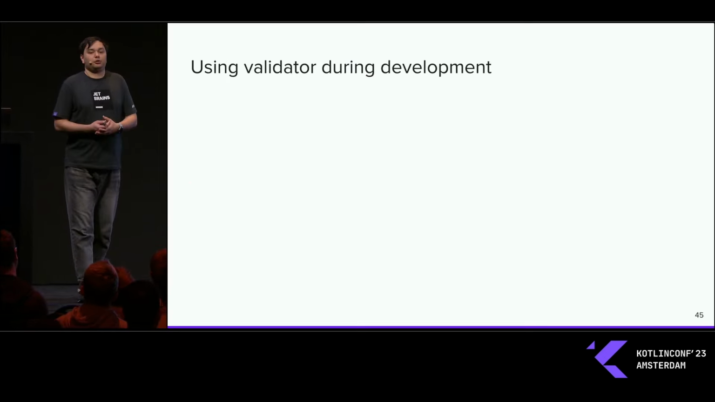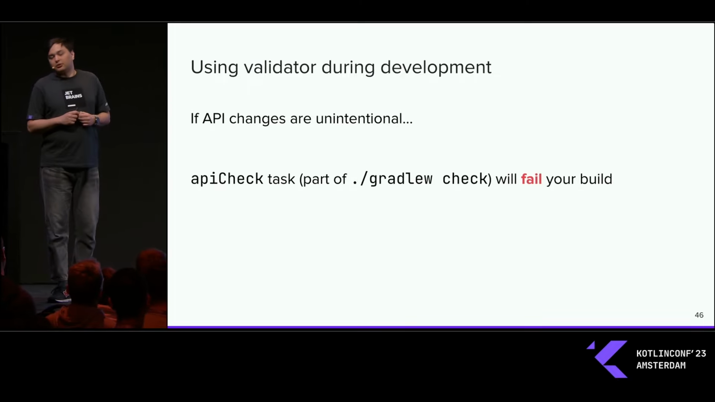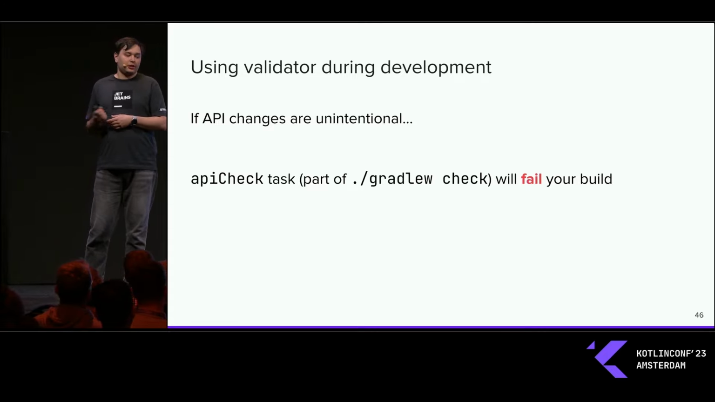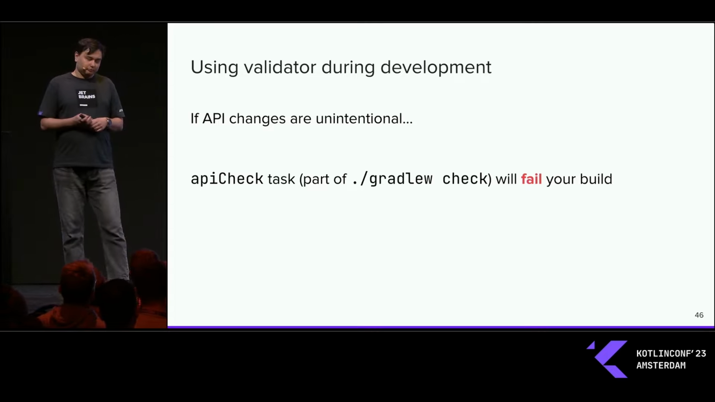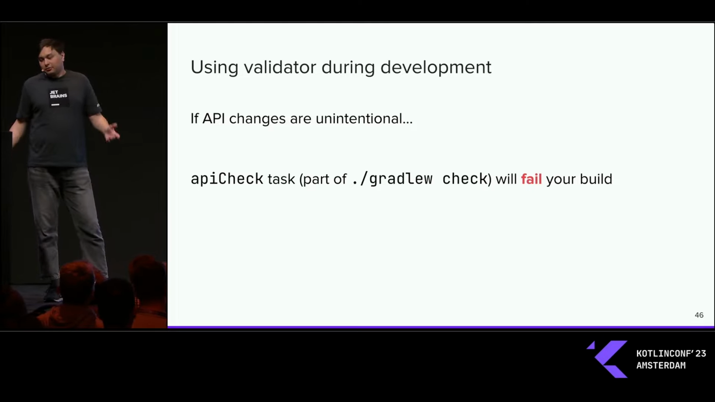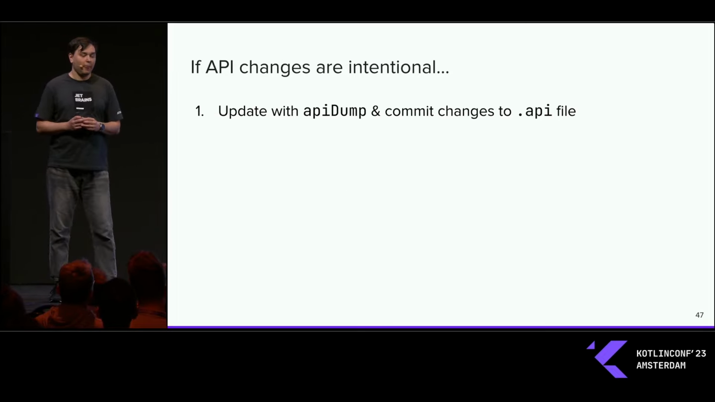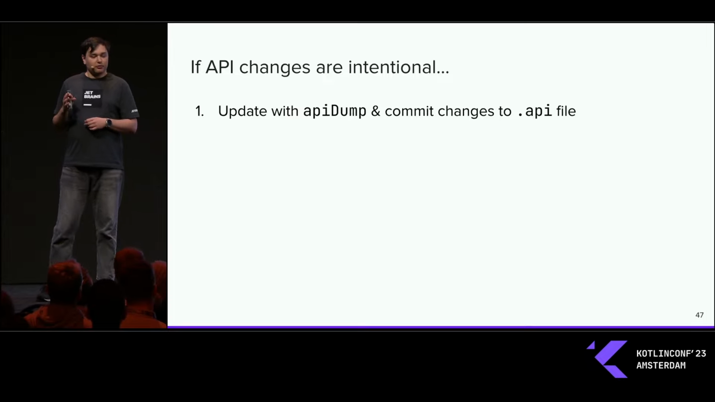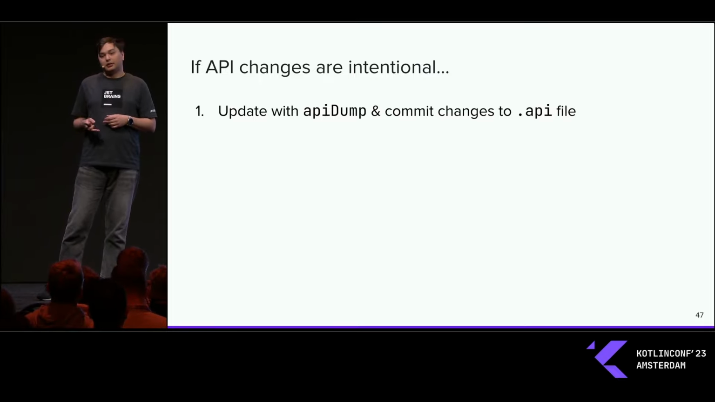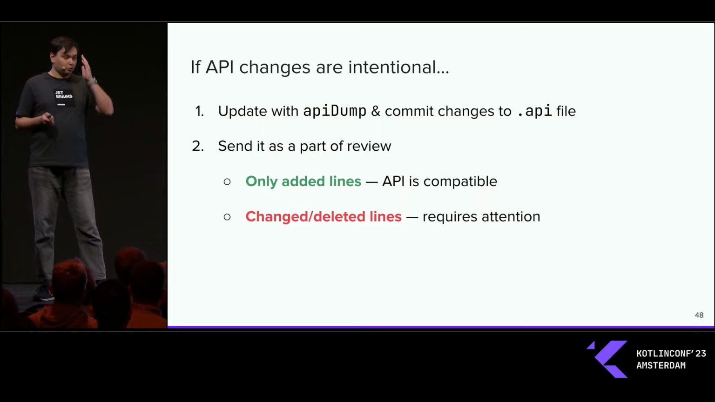So to use the validator during development, you should follow these simple rules. If your API changes are unintentional, then you are saved because API check will fail your build and you will get informed by your CI or by something else, whatever you use. However, if API changes are intentional, then you should do the following. First, you should update the golden API file with API dump and commit these changes. And then you should just send it as a part of review.